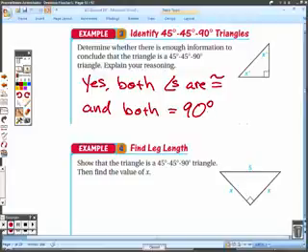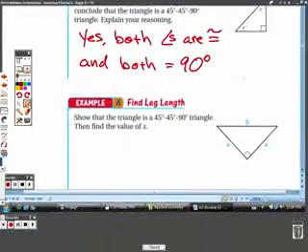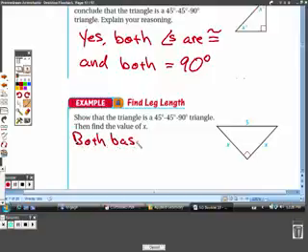Okay, let's move to example 4. Show that the triangle is a 45-45-90 triangle. Then find the value of x. Okay, so I'm looking at the triangle, and I see that this is 90, but it doesn't have x degrees and x degrees, so how do I know these angles are equal? The sides are equal. If the sides are equal, then the base angles are equal. So it says show the triangle is 45-45-90. I want to say both base angles are congruent. Now I'm going to find the value of x.